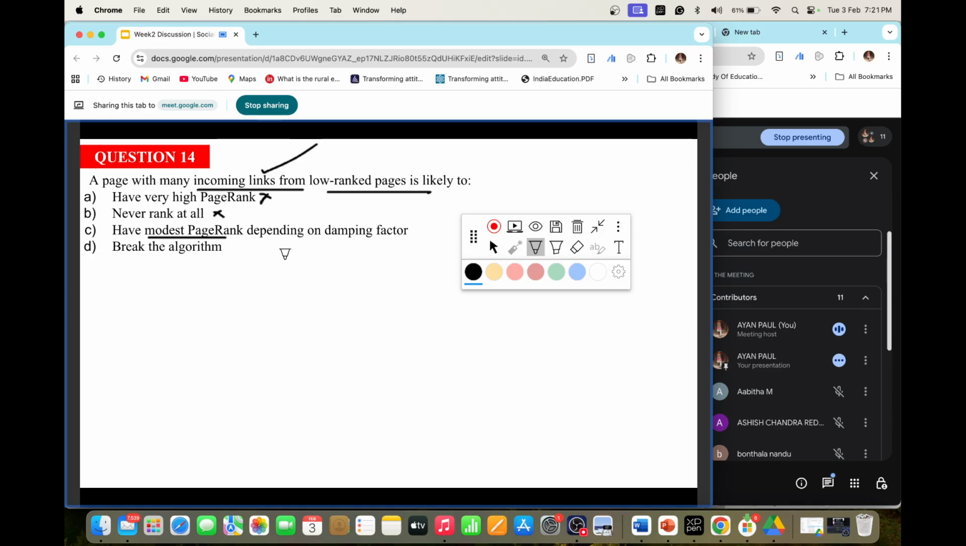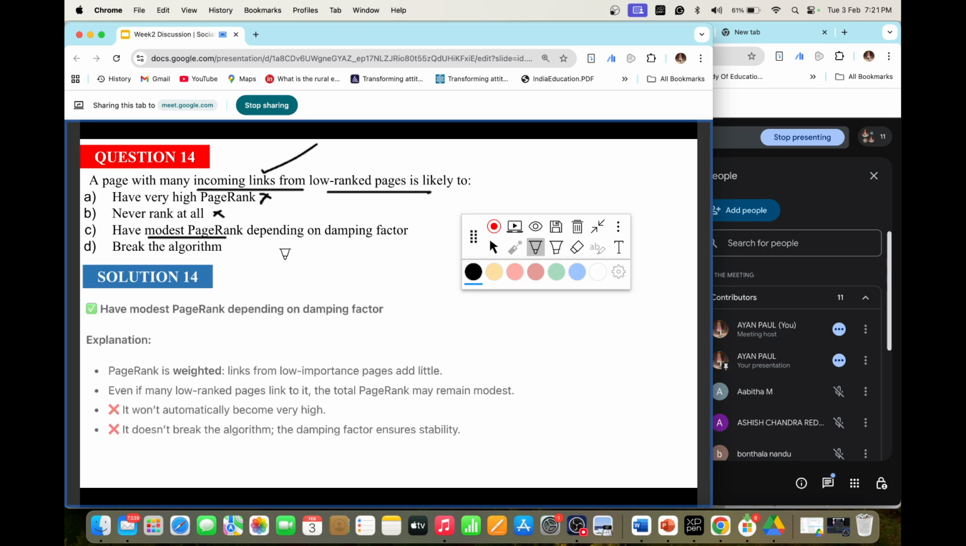Does it break the algorithm? No, it will not. Breaking the algorithm happens only with dangling nodes, not in this case. So option C is the correct answer: have modest page rank depending on the damping factor. Page rank is weighted, so links from low importance pages count for little. Even if many low rank pages link to it, the total page rank may remain modest. It won't automatically become very high.